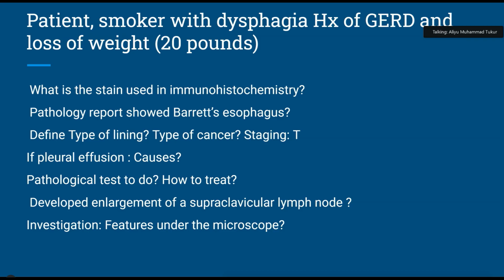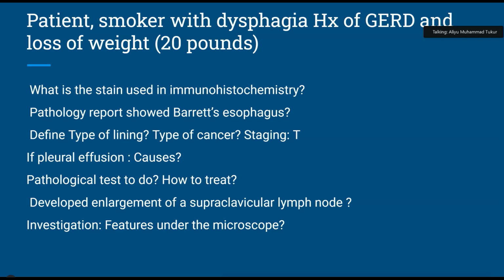The possible reason could be tumor recurrence. It could be metastasis to the pleura. It could be metastasis to the lung parenchyma. Okay. So which pathological test will you perform to identify the reason for pleural effusion? I'll do cytology of the pleural fluid. Okay, and how will you treat it?